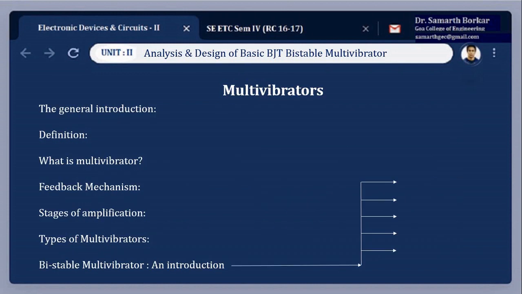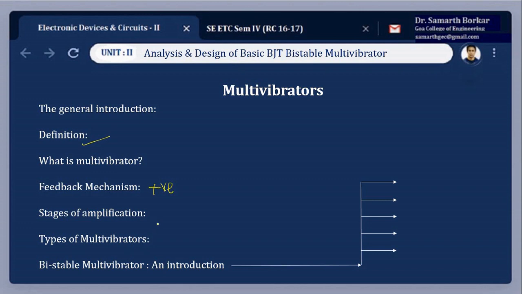So what are multivibrators? Multi means many and vibrator means oscillator. A circuit which can oscillate at a number of frequencies is called a multivibrator. Coming to the definition, an electronic circuit that generates non-sinusoidal waveforms such as square, rectangular and sawtooth waveforms is known as a multivibrator. It is basically a switching circuit which depends for operation on positive feedback. So the type of feedback employed here is positive feedback.